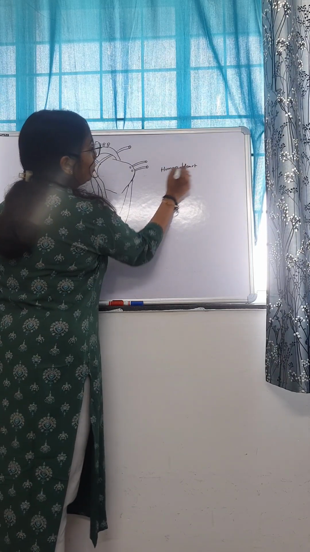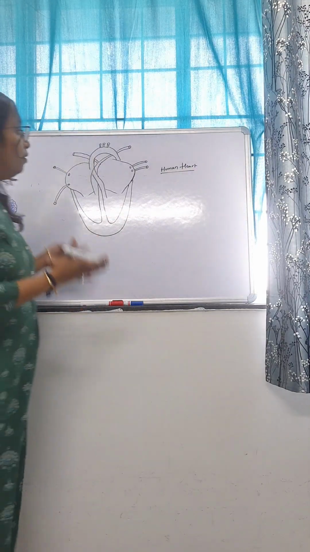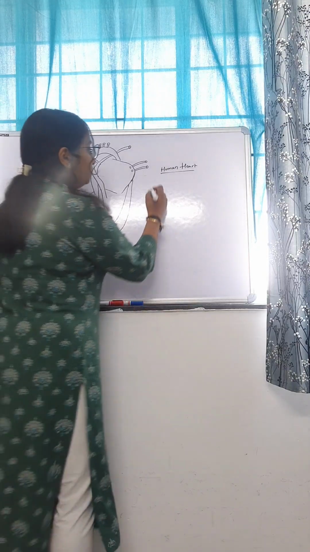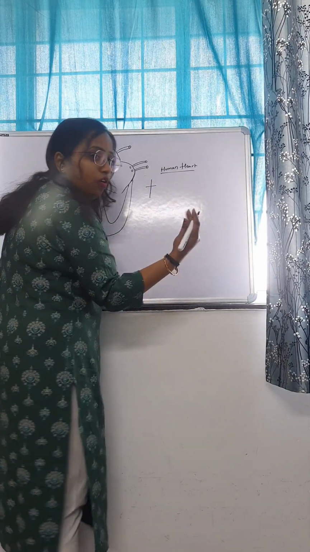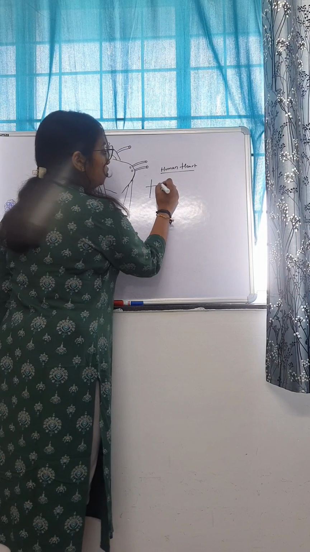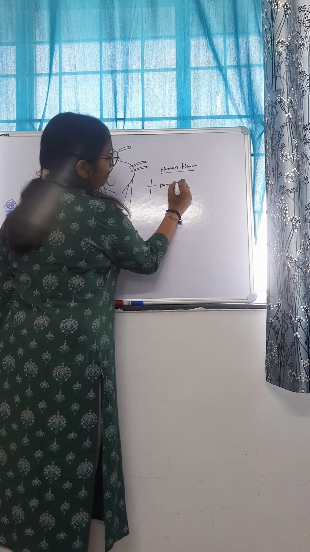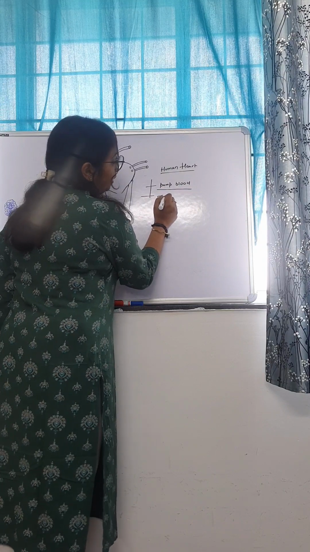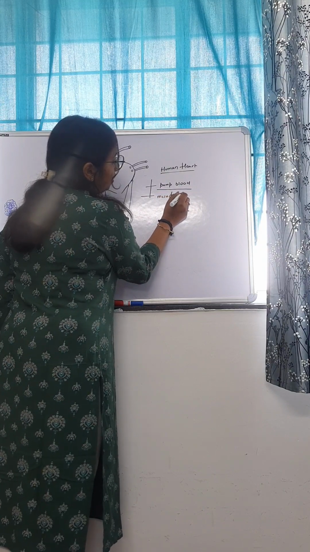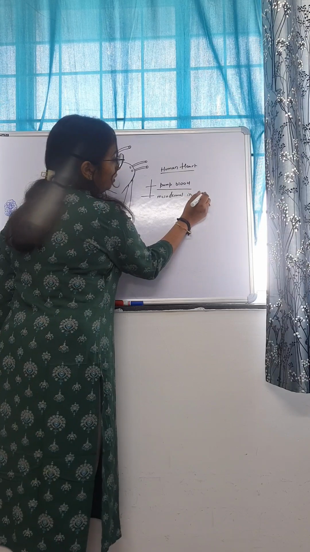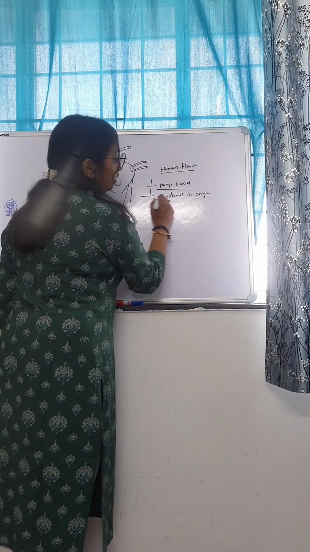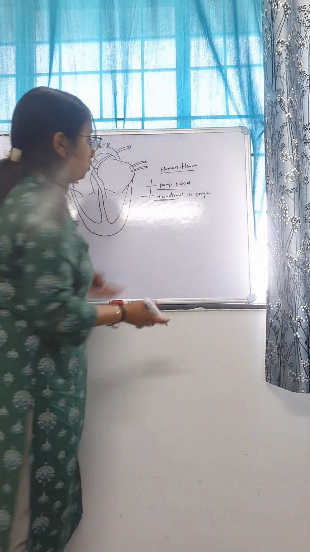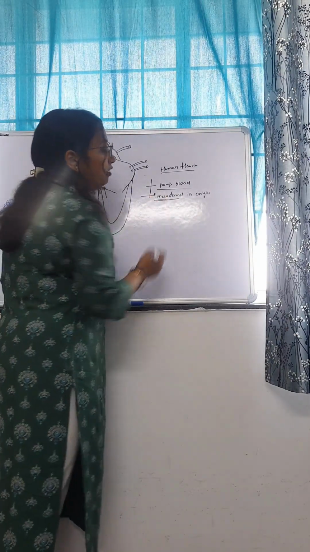So the heart is a mesodermally derived organ, and its function is to pump blood. As we all know, the heart's function is to pump blood. And it is mesodermal in origin. Many times questions come asking from which origin the human heart is. So it is mesodermal in origin.